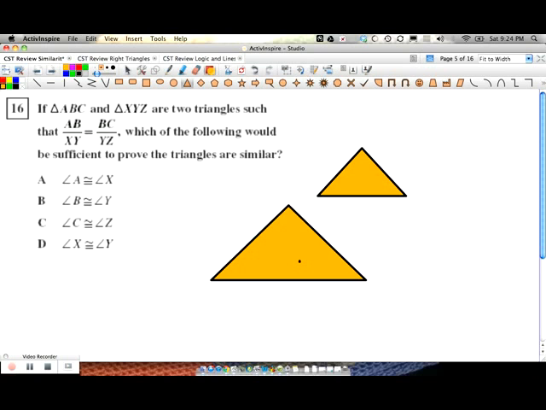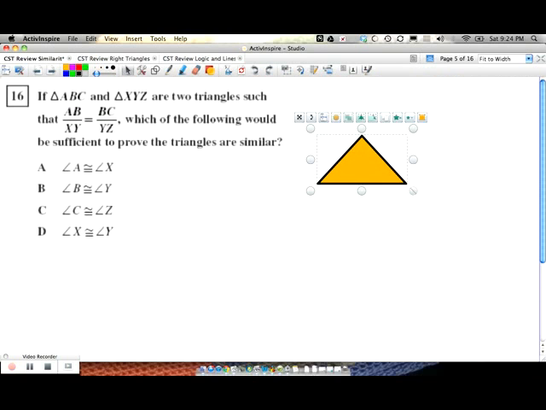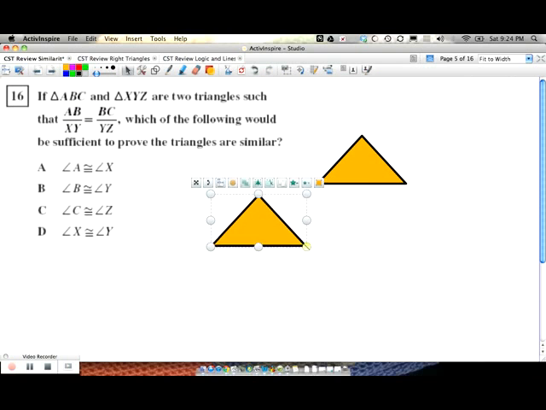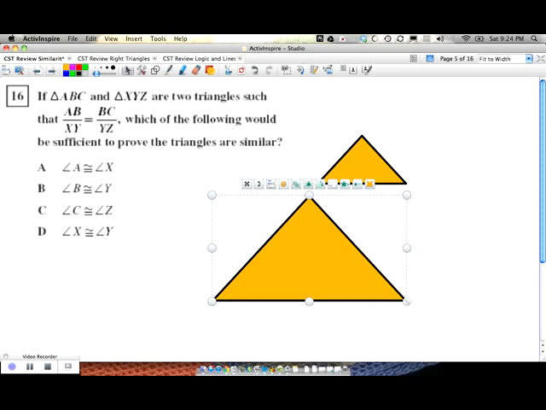Actually, you know what? I know how to do that without having to. I'm going to take this one, copy and paste it. Now we're going to make it bigger but proportional. Okay. So we're going to label these pieces A, B, C. Then this one is going to be X, Y, Z. I know that AB over XY is proportional, and BC over YZ. So that's kind of this side and this side is proportional to this side and this side.